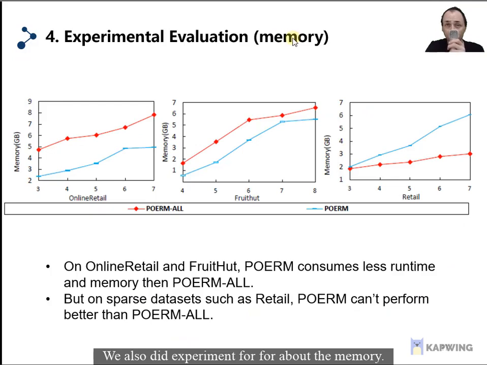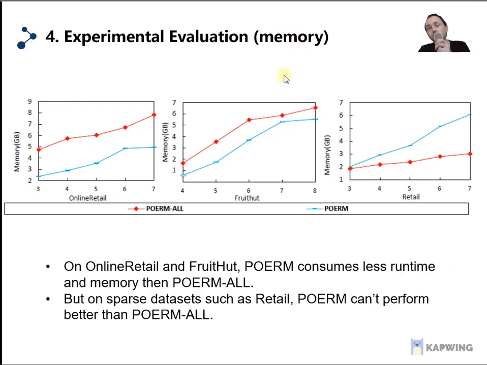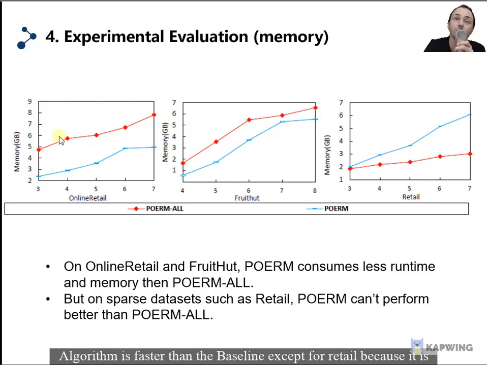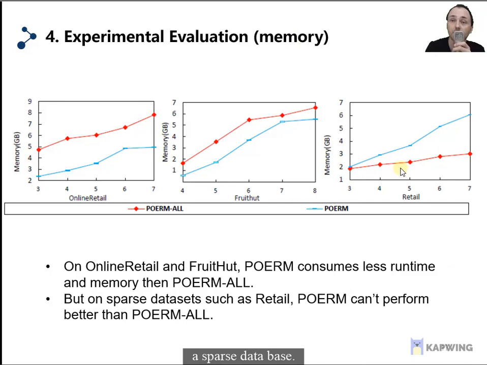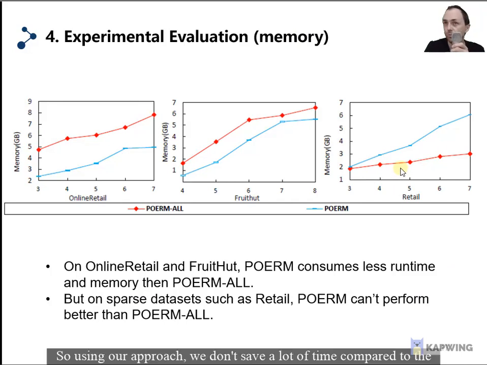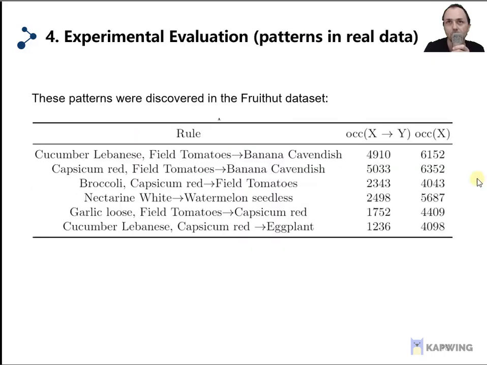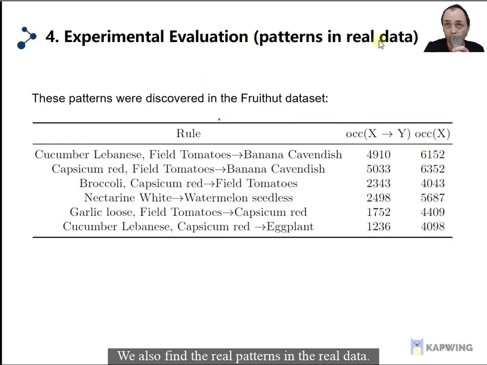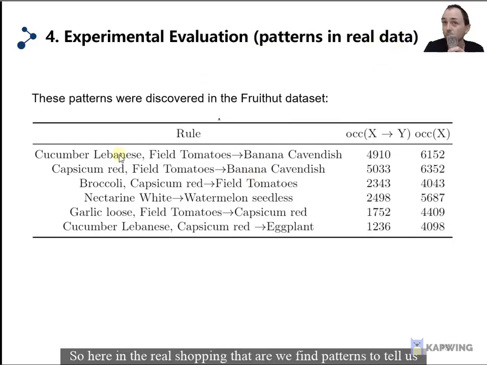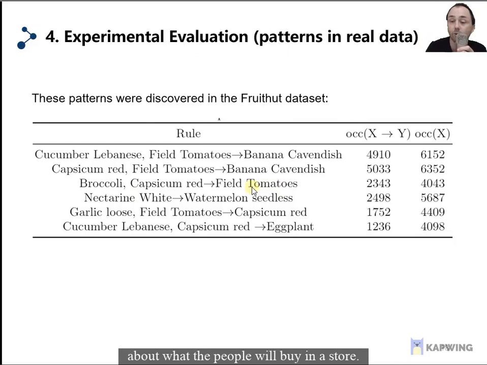We also did an experiment on memory. We find that in general the POERM algorithm is faster than the baseline, except for Retail, because it is a sparse database. So using our approach, we don't save a lot of time compared to the baseline on the sparse database. We also find real patterns in real data. Here in the real shopping data, we find patterns that tell us what people will buy in a store. So it is really interesting to find real patterns.